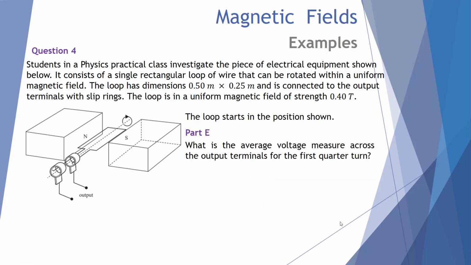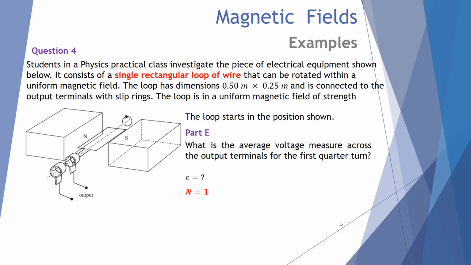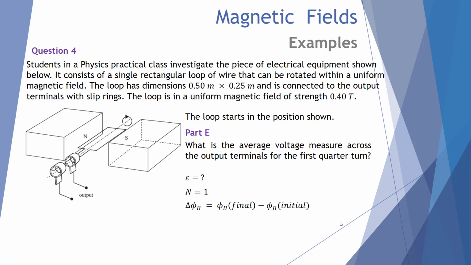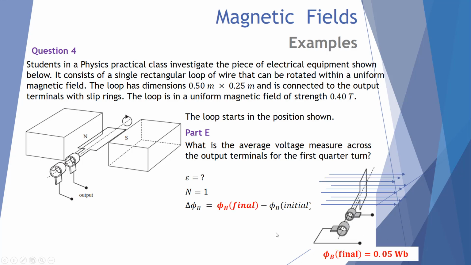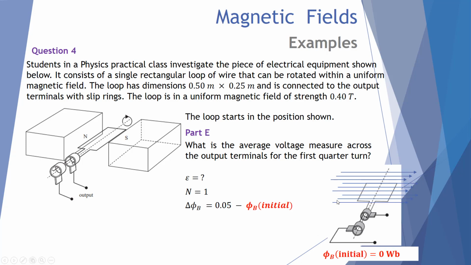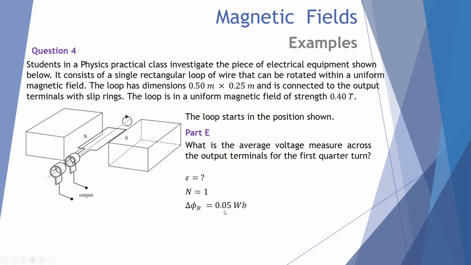And part E, what is the average voltage measured across the output terminal for the first quarter turn? So the EMF equals question mark. And it's a single rectangular loop of wire, so N equals 1. Now the change in flux takes the final flux and takes away the initial flux. If we go a quarter rotation, the final flux is that maximum value that we found earlier, 0.05 of a Weber. And the initial flux was 0. So my change in flux will be 0.05 of a Weber. That's why we often choose a quarter rotation, because one of those values will always be a maximum and the other will be 0. So the change in flux will just equal the magnitude of the maximum flux.